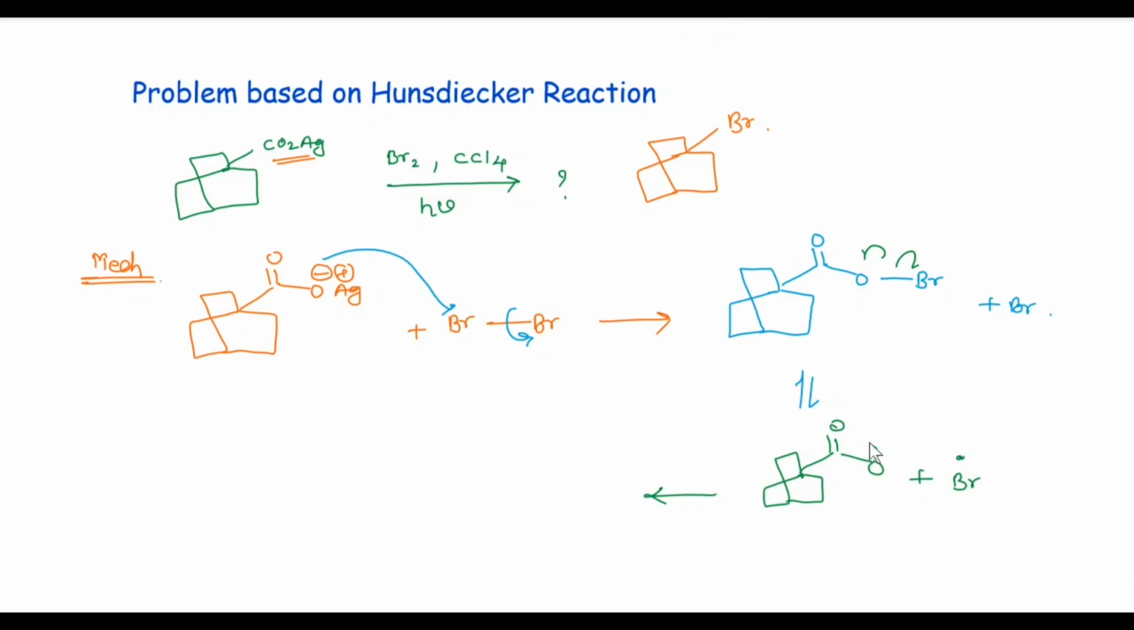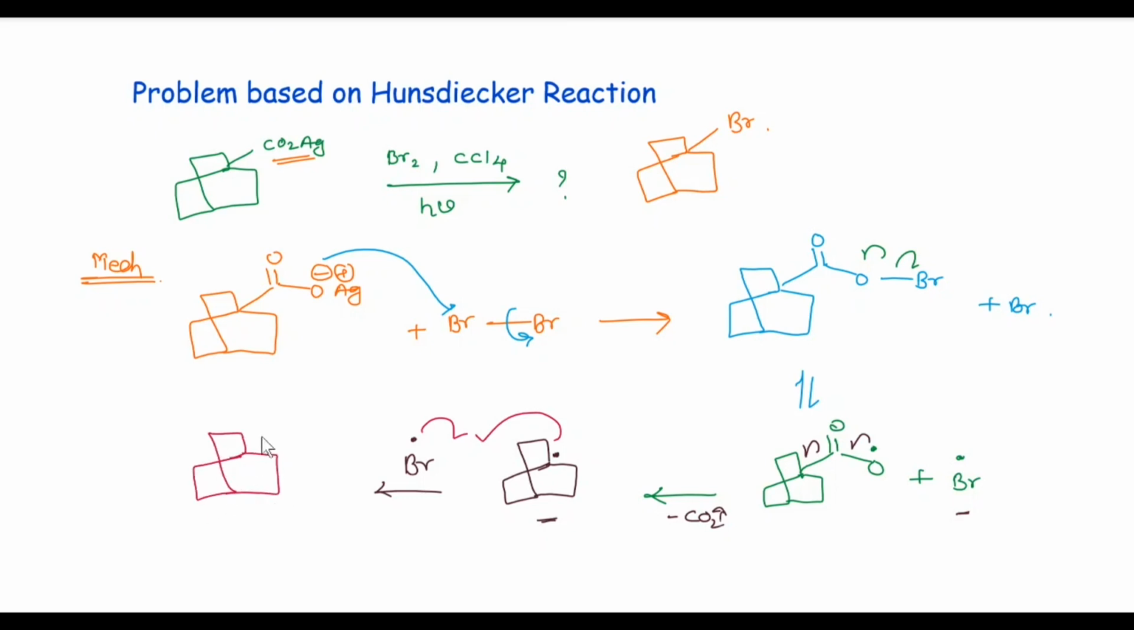This carboxylic radical undergoes decarboxylation, that is loss of CO2, and we get a new norbornane radical. This norbornane radical and this Br radical recombine and we get the product of this reaction like that.